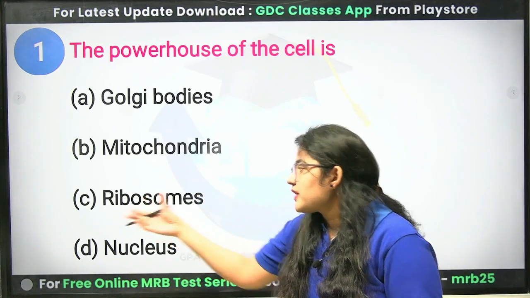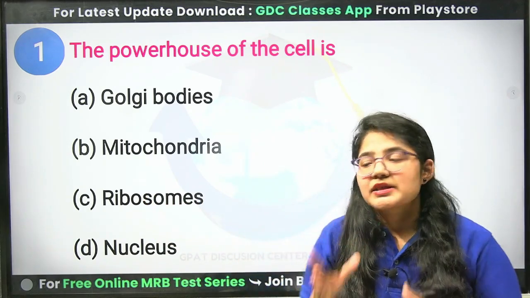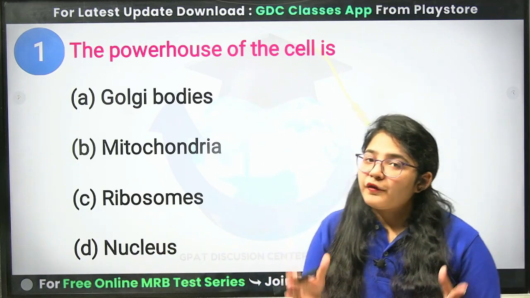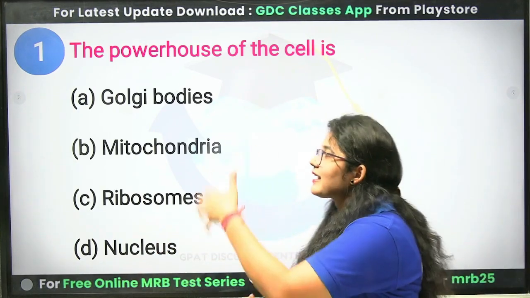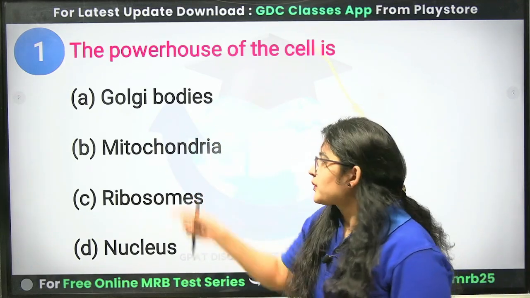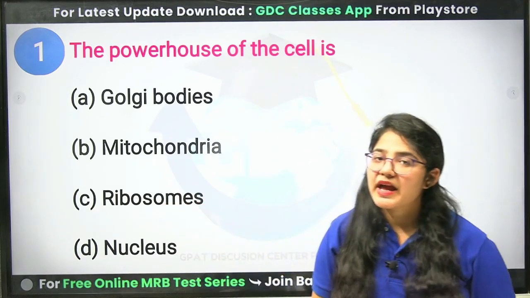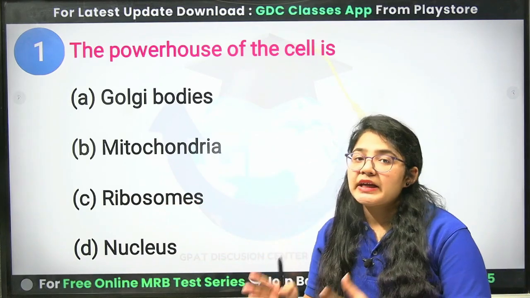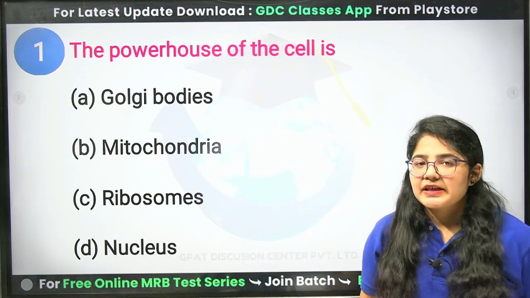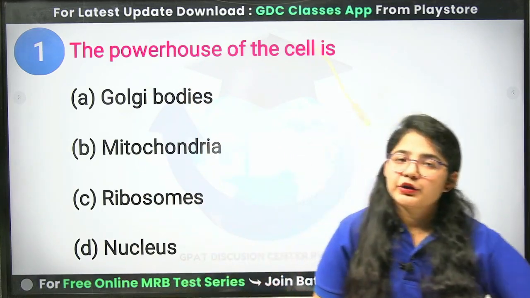energy. Next we have the ribosomes. This is responsible for the synthesis of proteins in your cell. Next we have the nucleus, that is the genetic material of your cell. So we can say another name of Golgi bodies is the post office of the cell. Clear? Mitochondria is known as the powerhouse of cell. Ribosomes is known as the factory of protein, or protein factories. Nucleus is known as the brain of the cell.